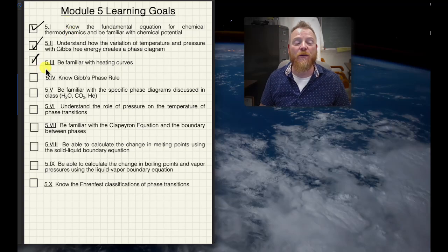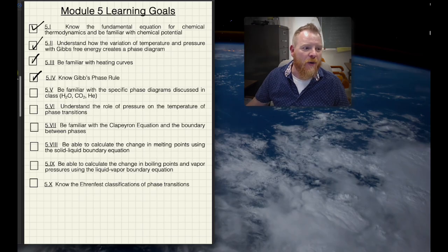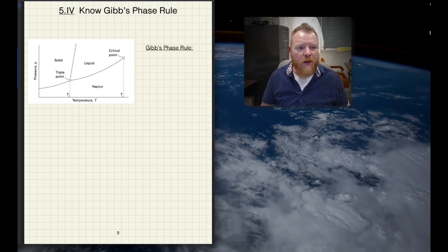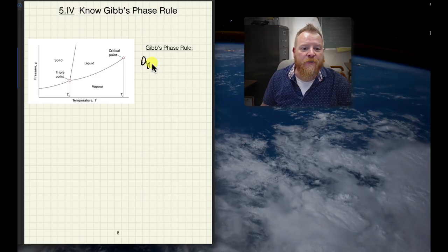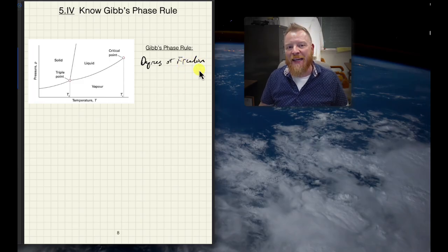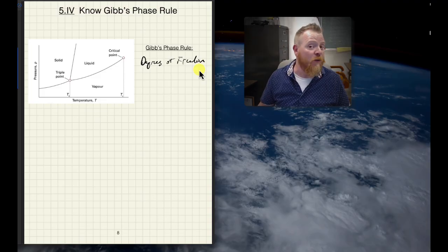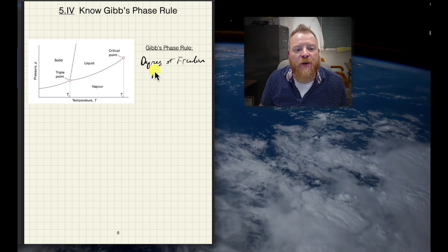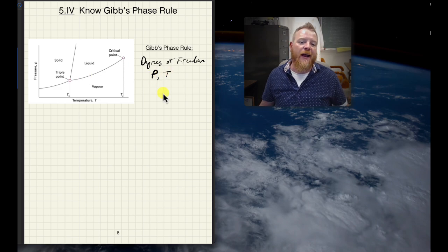Okay, hey folks, I want to record this quick video on Gibbs phase rule, which is going to describe how many phases we can have in equilibrium. So if we take a look at our phase diagram here, the first concept I want to introduce is this idea of degrees of freedom. And we'll note here that this is not quite the same meaning as our degrees of freedom when we talked about rotations or vibrations. So in this case, in a phase diagram, our degrees of freedom are pressure and temperature.